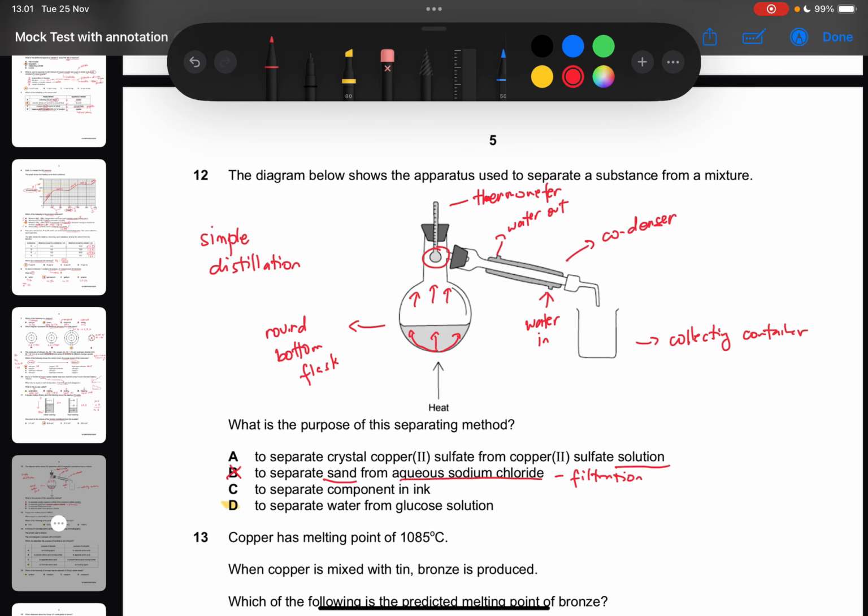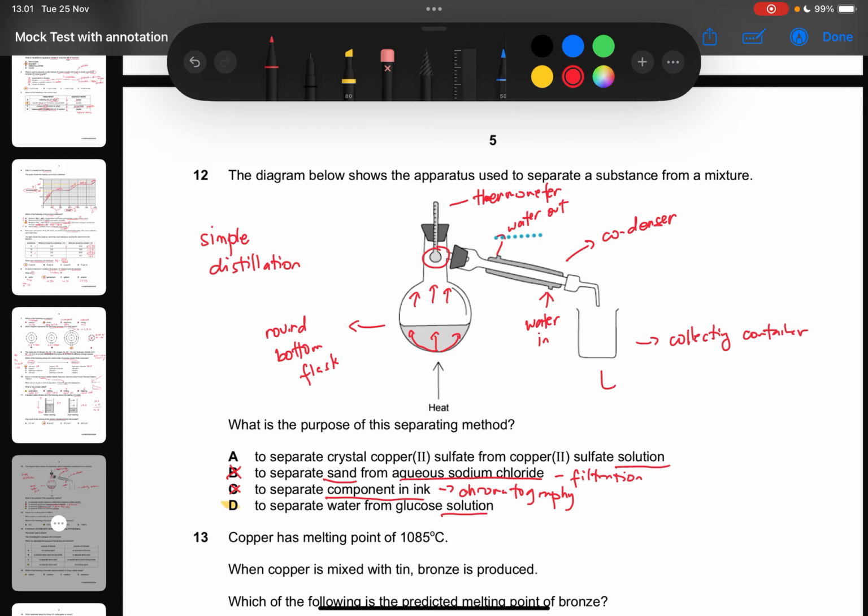Letter C, to separate the component of ink. For this one, we can actually use chromatography. Now we are left with two options, letter A or letter D. Both of them have solution. But the question is, what do we want to separate?